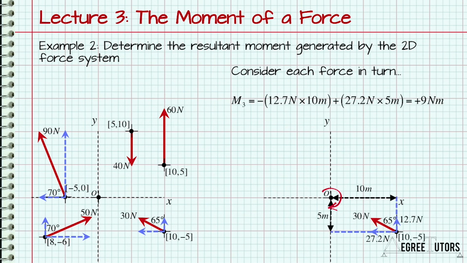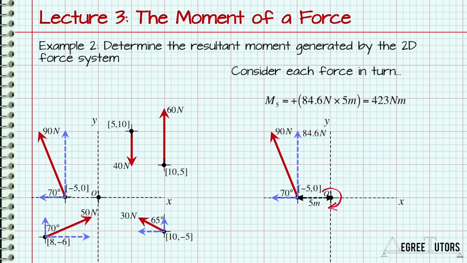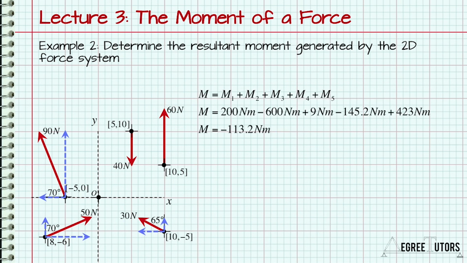In cases where there are 2 orthogonal force components to consider, sum up their effects and represent the combined effect with a moment arrow. Now it's simply a matter of summing up the moments calculated along the way. In this case, the resultant moment is minus 113.2 Newton meters, with the negative sign indicating an anti-clockwise sense of rotation.